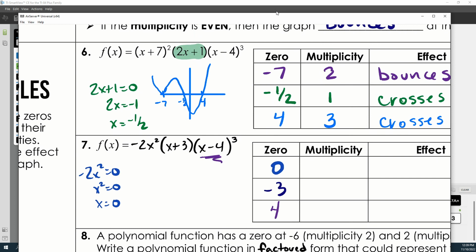Now, when I made this, I shouldn't have made the multiplicity match exactly what was on number 6. That's not really good teaching practice. Sorry, I didn't notice it until it's too late. But when we go back, we look at the factor, and if there's an exponent, that's the multiplicity. If there's no exponent, the multiplicity is 1.